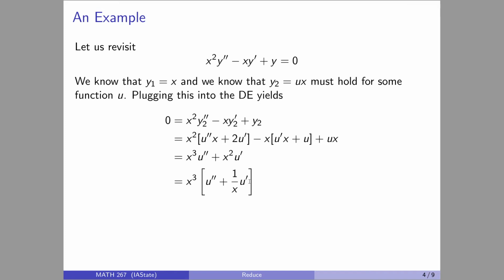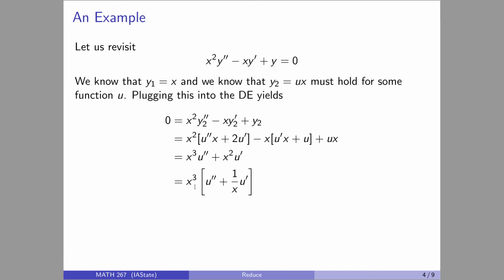And now this last step I did might at first glance be a little weird, but this is something that you're going to want to do. I want to get u double prime by itself. So I factored out the x cubed. That is, from experience, doing that. When you first look at this, you might only think to factor out x squared. It's actually going to be better to factor out x cubed. Get the u double prime by itself.